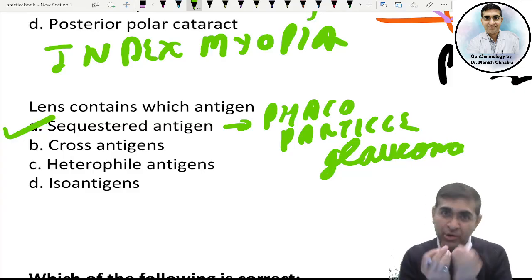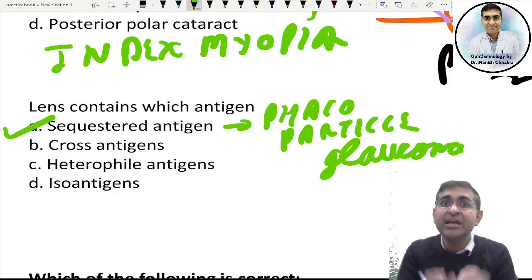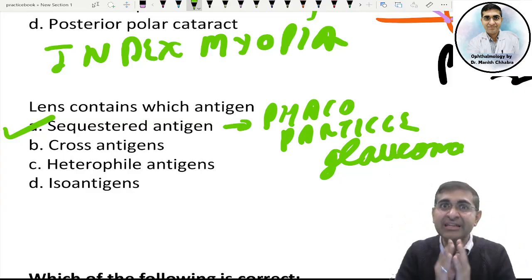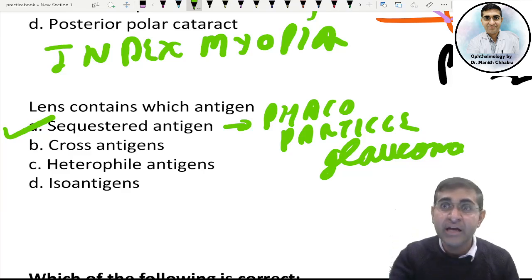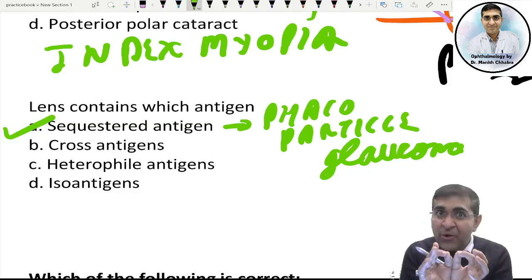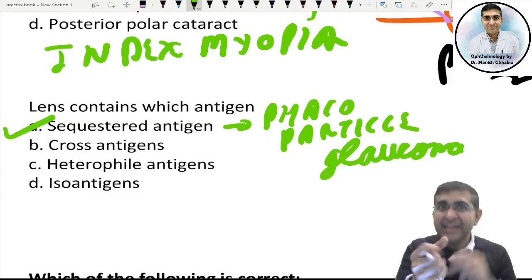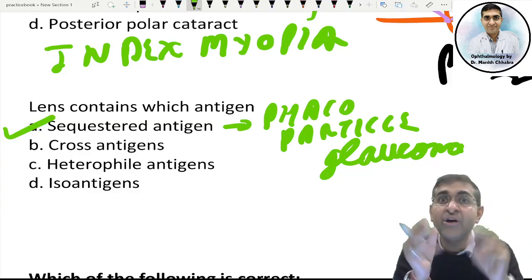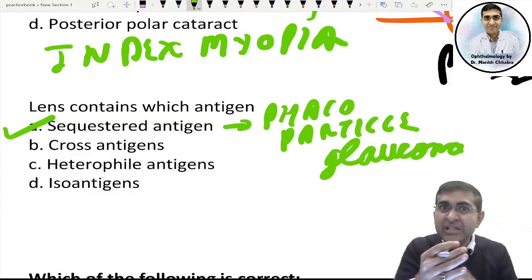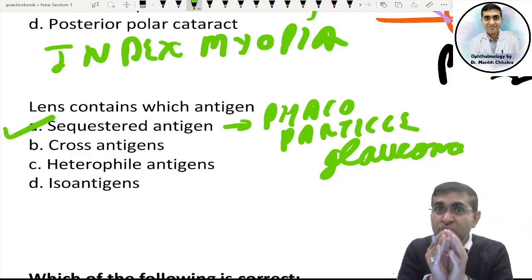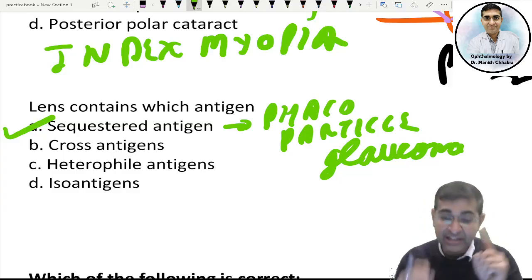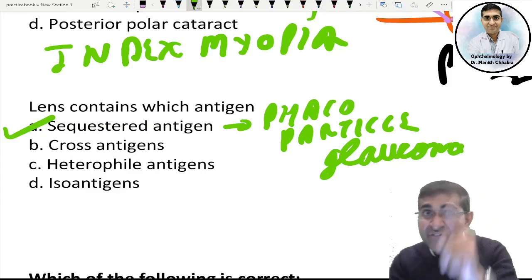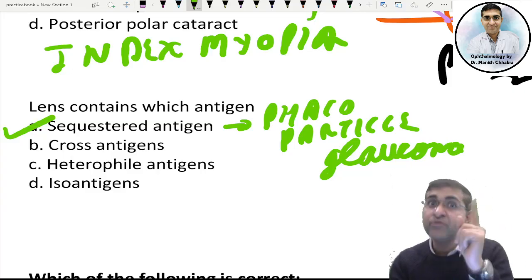There is another concept which is phacoantigenic glaucoma or phacoanaphylactic glaucoma. What is that? Because the lens protein is a sequestered antigen, when it is released in the anterior chamber, it will cause inflammation in the anterior chamber, so it causes uveitis, inflammation of the iris and pars plicata of ciliary body. So there are cells, there are keratic precipitates, due to which it leads to raised intraocular pressure in the anterior chamber. That is known as phacoanaphylactic glaucoma or phacoantigenic glaucoma.